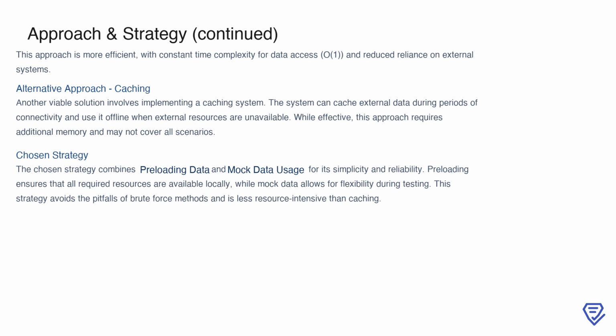Another alternative worth exploring is caching. In this approach, the system stores external data during periods of connectivity and retrieves it offline when external resources are unavailable. While this method can be effective in certain scenarios, it comes with its own set of challenges. Caching requires additional memory to store the data, and there's a risk of the cached data becoming outdated if not refreshed regularly. After evaluating these options, the chosen strategy combines preloading data and using mock data.